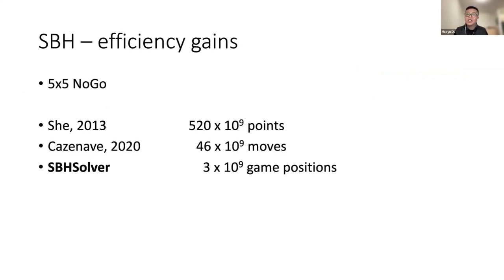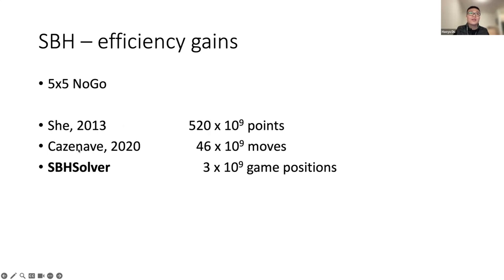On this slide, I show an example of the efficiency gains we can have by using sorted bucket hash. So this is about solving 5x5 NoGo. I listed 3 results here. The numbers here are about how much search effort was spent in solving 5x5 NoGo. For example, Bo Xuanshe in 2013 evaluated 520 billion points in solving 5x5 NoGo.